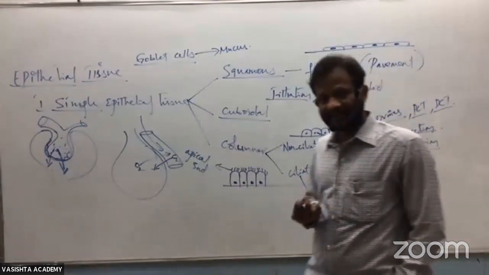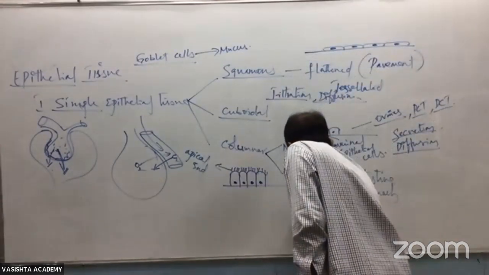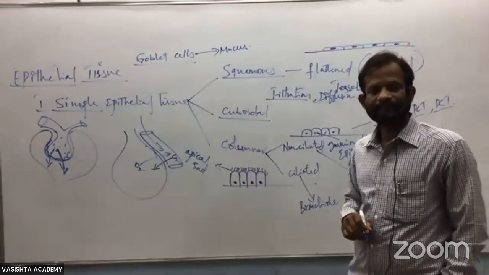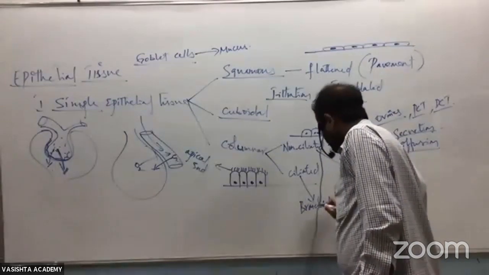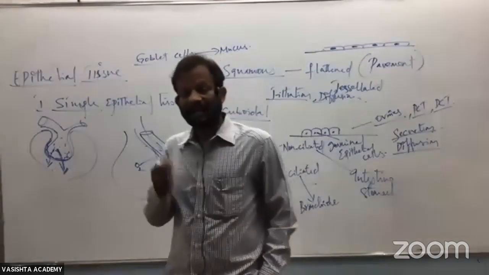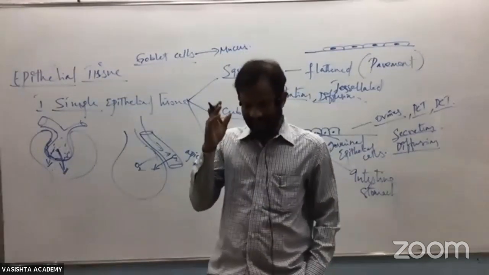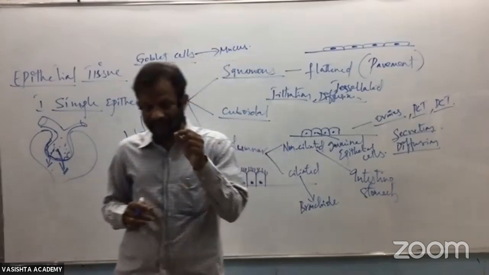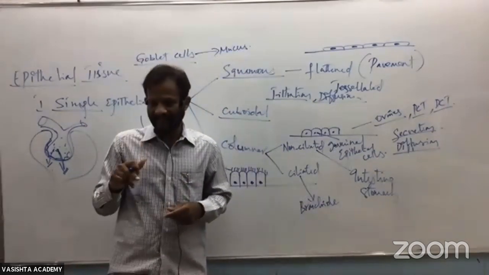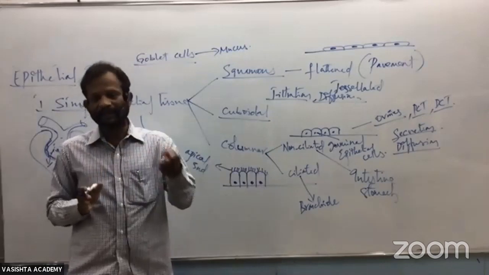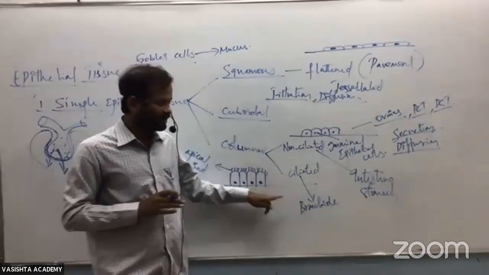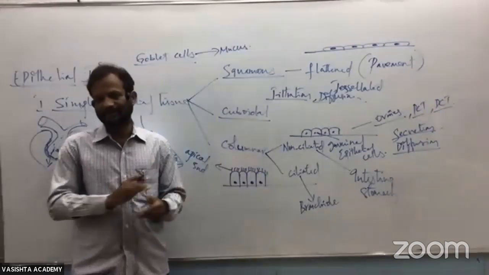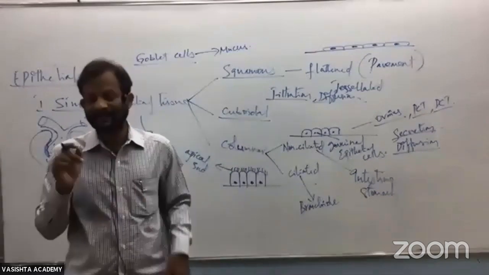Do you know what a bronchiole is? Bronchioles are the branches of the trachea. In the respiratory tract, the trachea will bifurcate into 2 branches. Each branch will enter into one lung. Inside the lung, that bronchus will become so many small branches called bronchioles. In the bronchioles, ciliated simple columnar epithelium is present. What is the need? What is the importance?